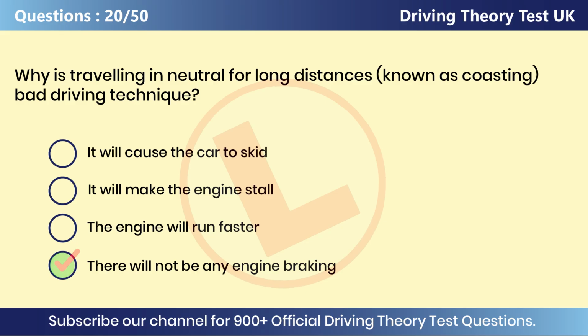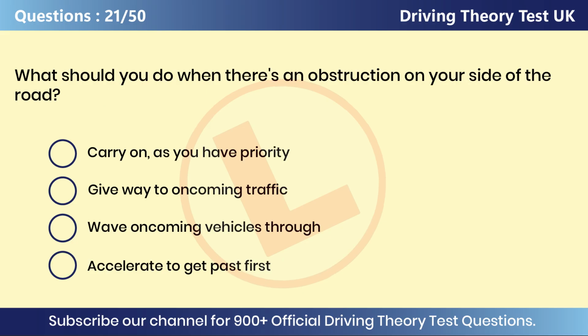D. There will not be any engine braking. Question 21. What should you do when there's an obstruction on your side of the road? A. Carry on, as you have priority. B. Give way to oncoming traffic. C. Wave oncoming vehicles through. D. Accelerate to get past first.